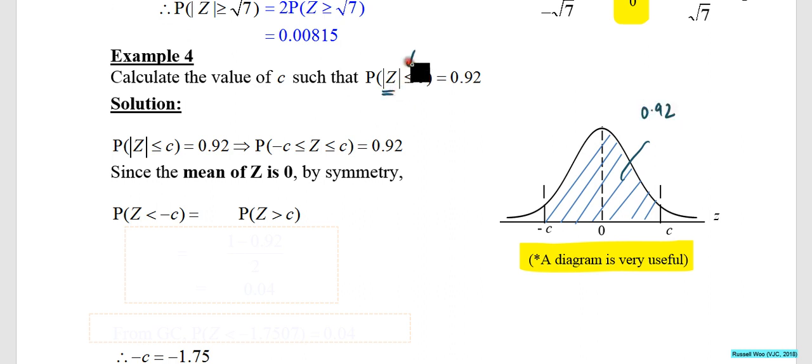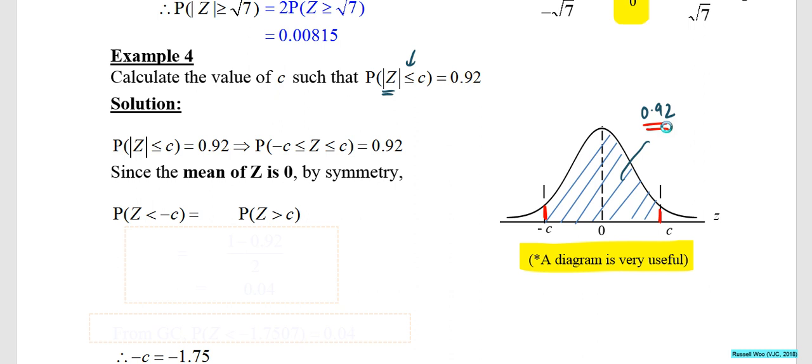Because you want mod z smaller than C, let's take note, okay? It's smaller than, that means between minus C and C, you want this area to be 0.92. Does it make sense? By symmetry, you must always think: because the standard normal has mean 0, probability z smaller than minus C is equal to probability z greater than C. So these two end areas are the same. Make sense?